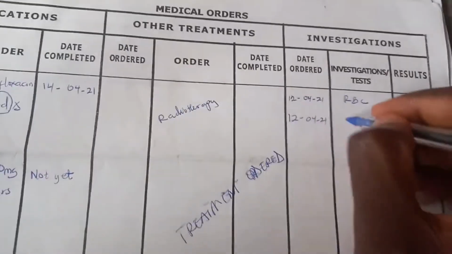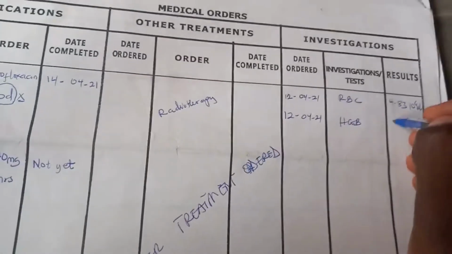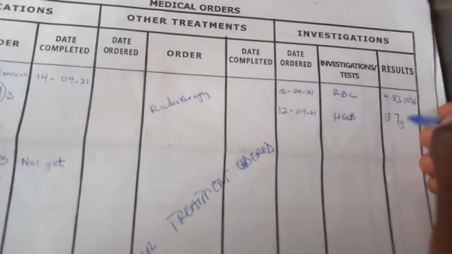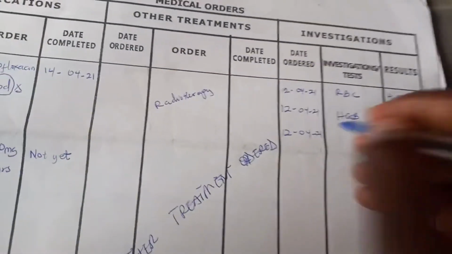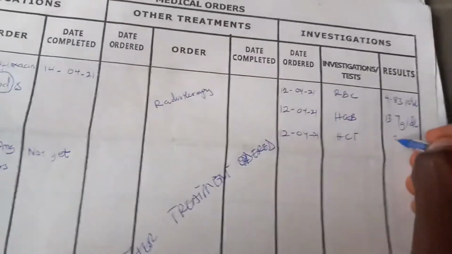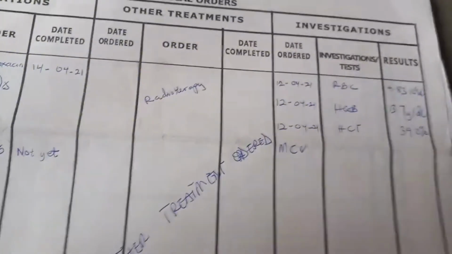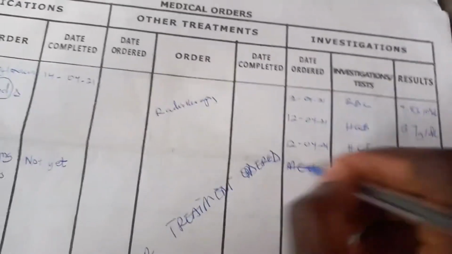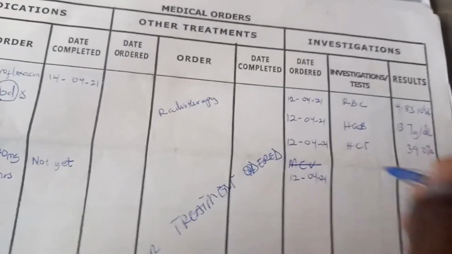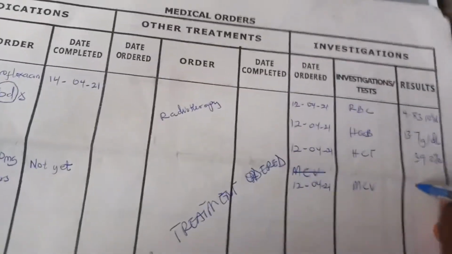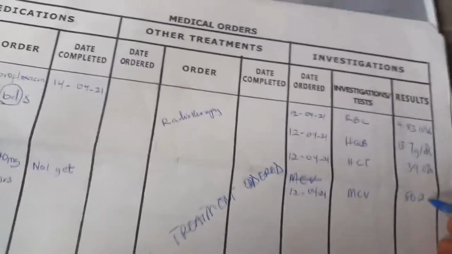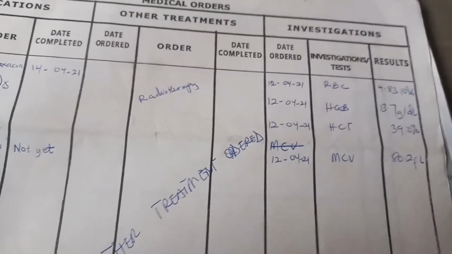12/04/21 HGB 13.7 g per dL. 12/04/21 HCT 39.0%, MCV. So they are just findings from the lab result, and you are just inputting them. Okay. So 12/04/21 MCV, and it's, let's say, 80.2 femtoliters, etc. So this is what we'll be doing here.